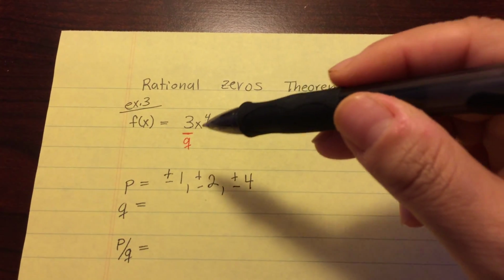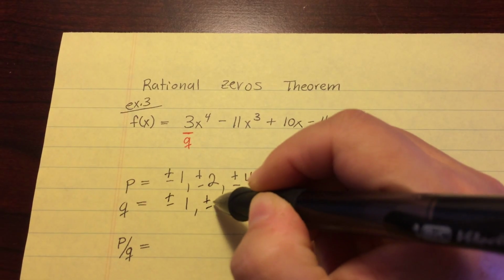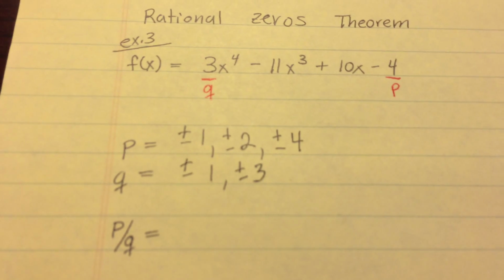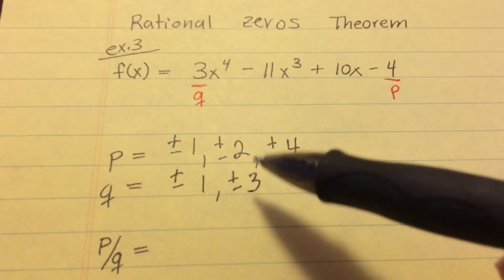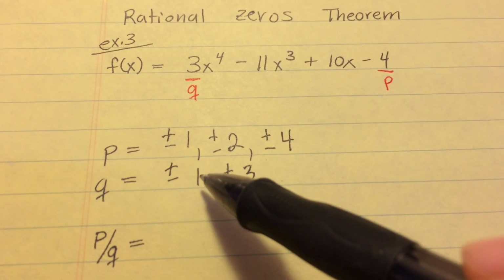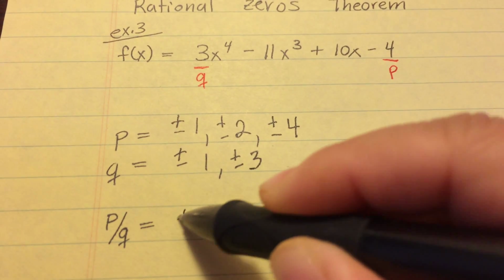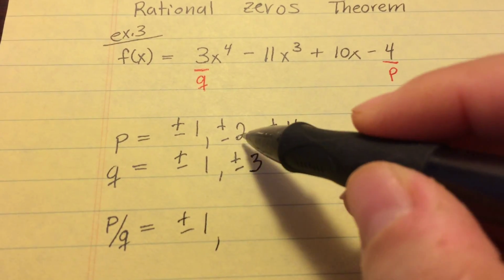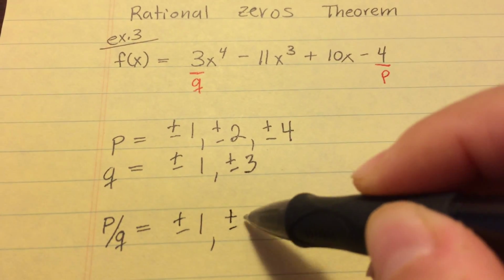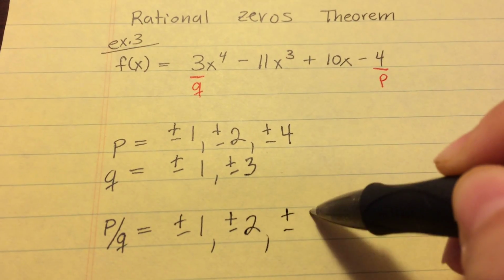Okay? Now, do the same thing for the Q. So the Q is the multiples of 3, so that one's easy, plus and minus 1, and then plus and minus 3. Okay, so the next part now is P divided by Q. So literally what we're going to do is take each of these numbers, and this is going to become the denominator. So it's basically 1 divided by 1 right here, which is 1. So you will get plus and minus 1. Then 2 divided by 1 is going to be plus and minus 2. And then we do the same thing: 4 divided by 1 is plus and minus 4.